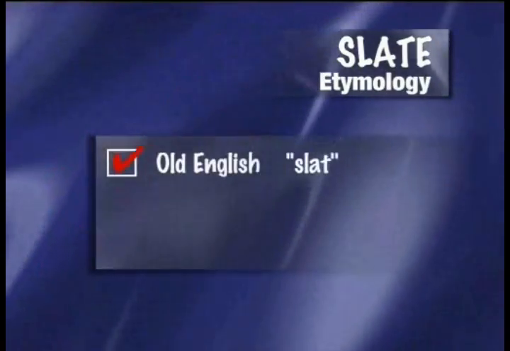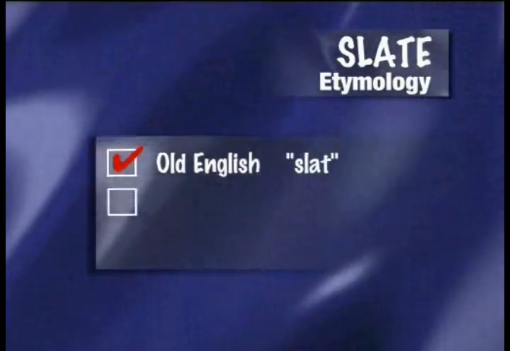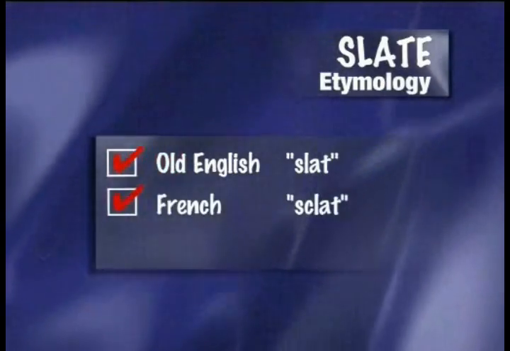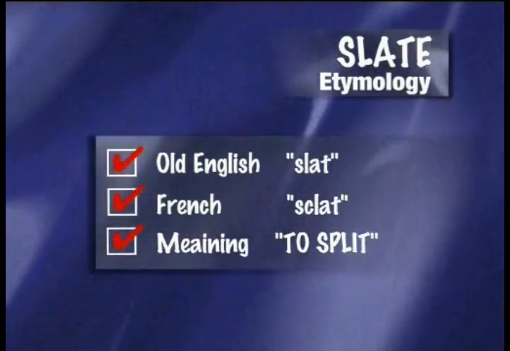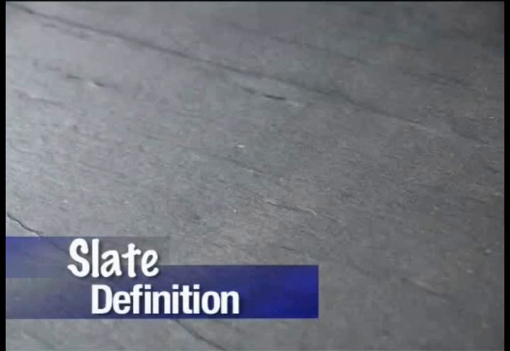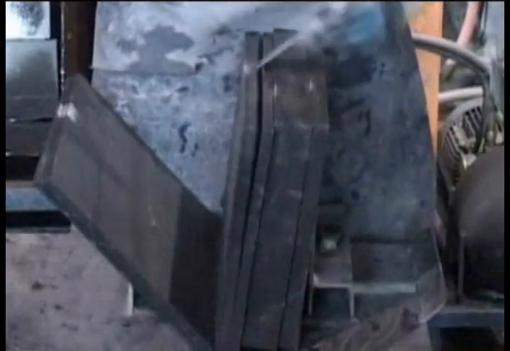Etymology. The term slate comes from the Old English word slat, which may derive from the French word esclat, which means to split. Slate is a dense, fine-grained metamorphic rock, which is the result of crystallization of layers of sediments, so as to develop its special characteristic which allows the rock to be split cleanly into flat, parallel sheets.